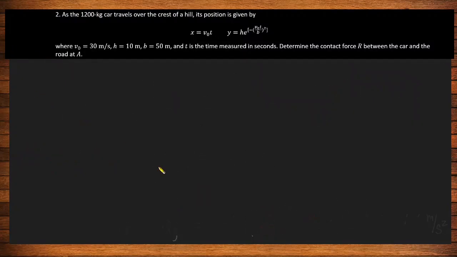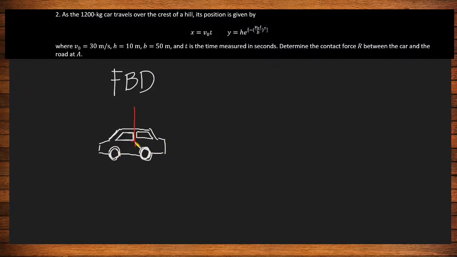So, now, in order to determine the force at point A, we will apply the concept of kinetics. So, first, we will draw our free body diagram and then our mass acceleration diagram. So here in our free body diagram, the forces acting on the car are the weight and then yung reaction or yung contact force natin. So we have components of our contact force along the x and then y direction. So we will just assume that this is the direction of the components of our contact force.